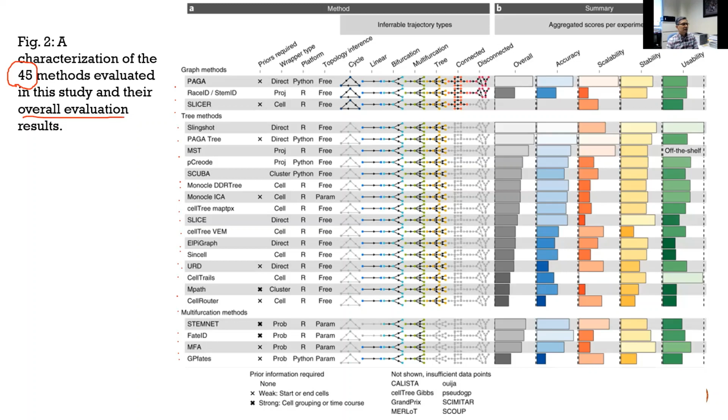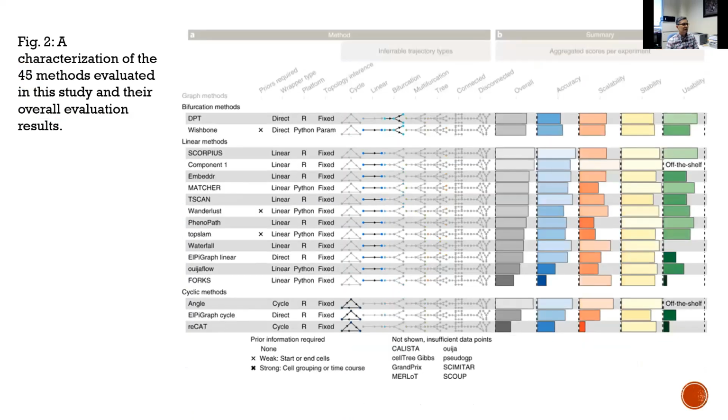So in this table, they summarize the features of each of these methods, and they use overall performance, accuracy, scalability, stability, and usability as measures. They quantify all this performance and assign a value for each of the tools they evaluated. That's only part of the table. The second half of the table is here.